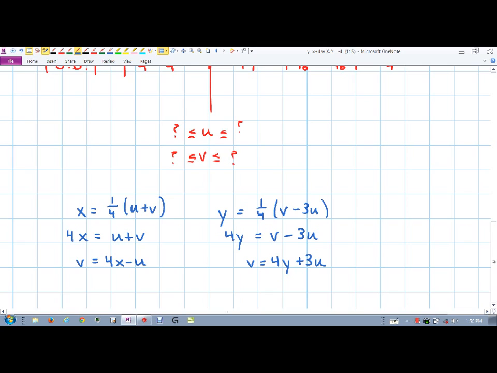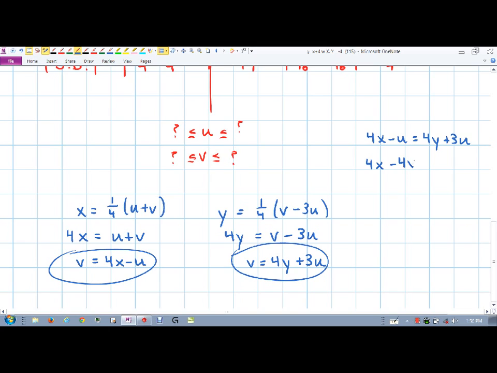If they're both solved for V, set them equal to each other, right? So I take that, set it equal to that, and I get 4x minus u equals 4y plus 3u. And that gives me what? If I can solve it for u, 4x minus 4y equals 4u. Divide everything by 4. x minus y equals what? U. U is x minus y, right?